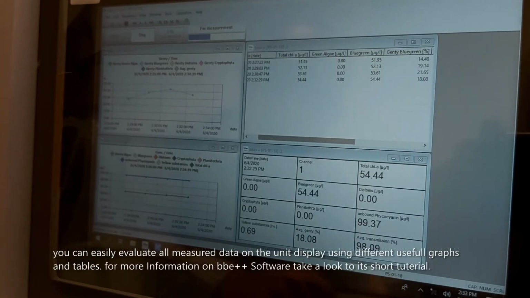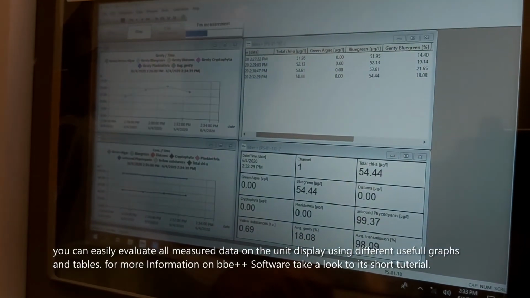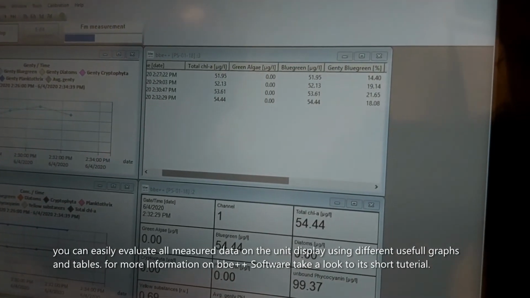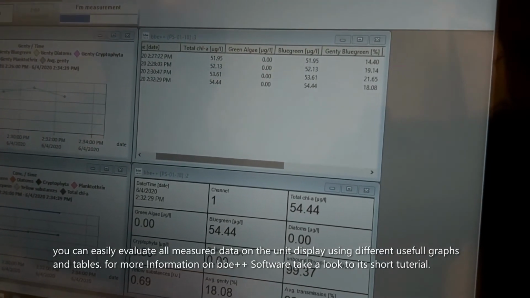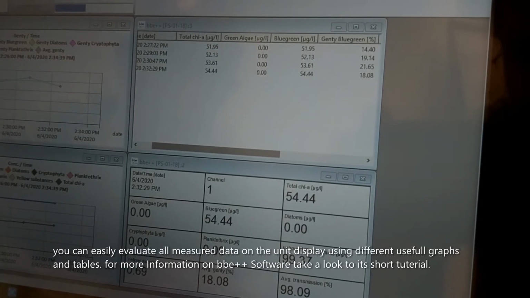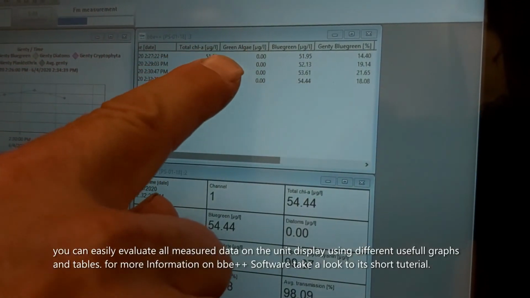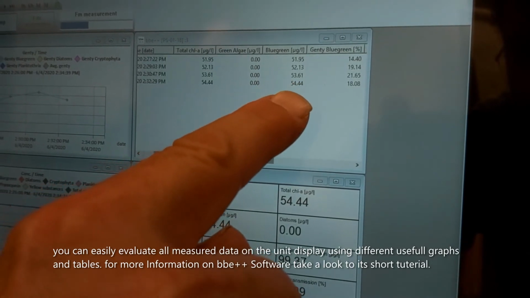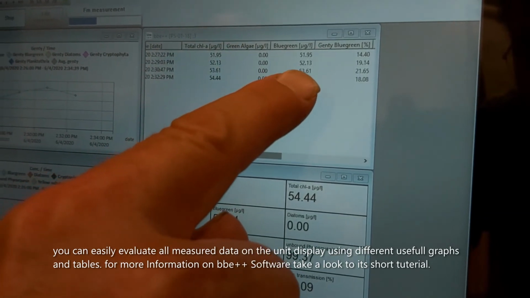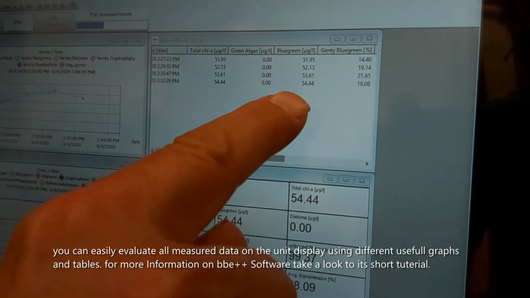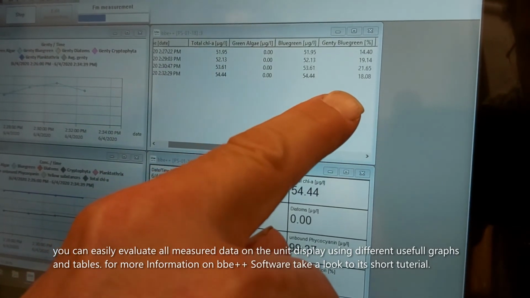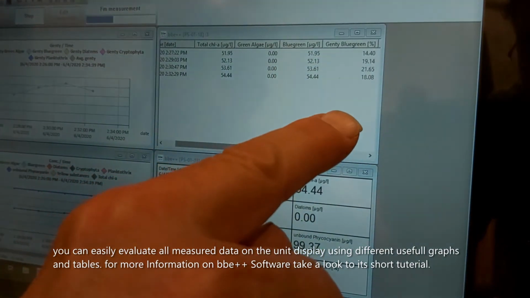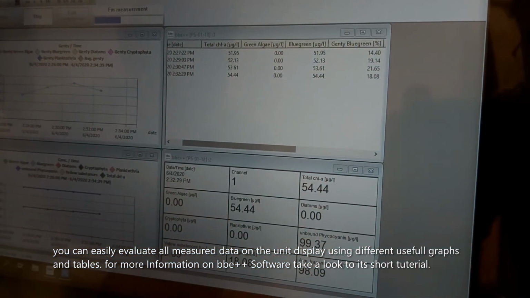On the right side we see the list of the values which were obtained during these measurements, and we see here the total chlorophyll concentration, the green algae which are 0 at this moment, and then we have here the blue greens which I added to an amount of about 50 microgram per liter, and we also see the dynamics of the GENTI. It is slowly decreasing because of the change of the medium.